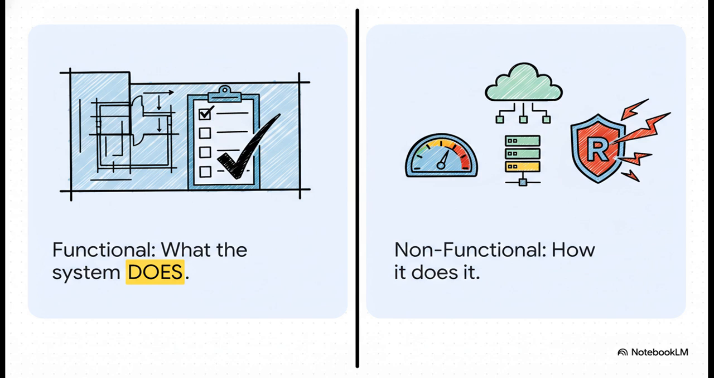On one side, you've got functional requirements. This is just what the system does, the basic tasks. But on the other side, you've got non-functional requirements. This isn't about what it does, it's about how well it does it. And trust me, that little distinction, it's everything.